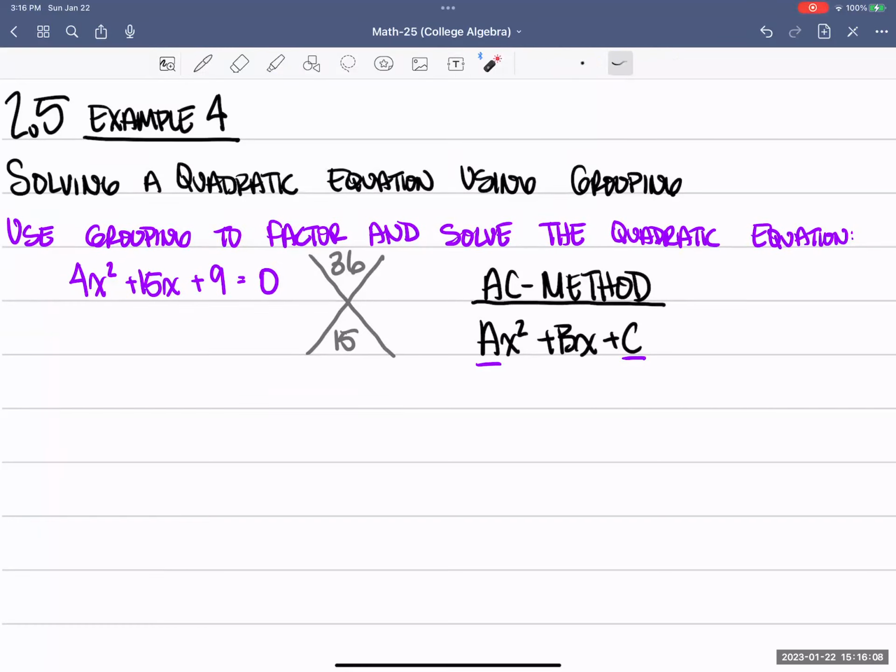So now we're going back to this X method, 36. Factors of 36 are going to be 1 times 36, 2 times 18, 3 times 12, 4 times 9. It's not divisible by 5, but then 6 times 6. And from here, all the values are going to end up going up. So we need two numbers that multiply to 36 but add to a positive 15. 1 plus 36 is equal to 37. That one's not going to work.